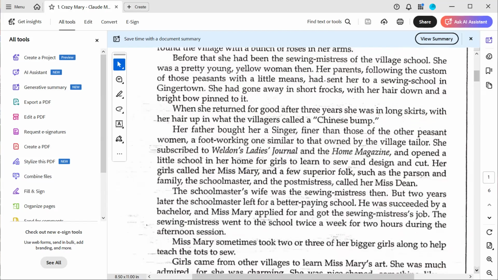Her girls call her Miss Mary, and the few superior folk, such as the parson and family, the schoolmaster, and the postmistress, call her Miss Dean.